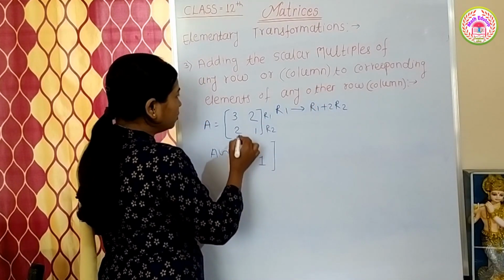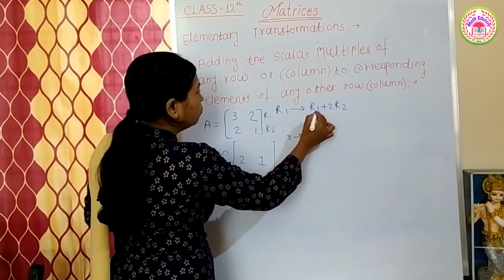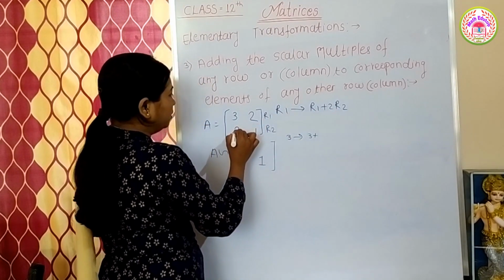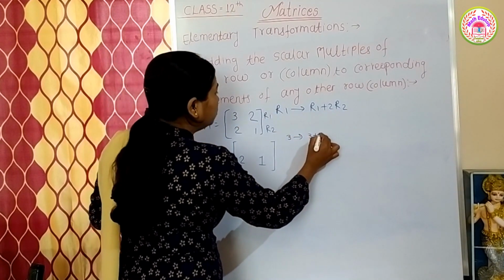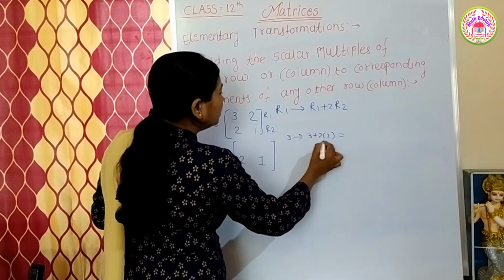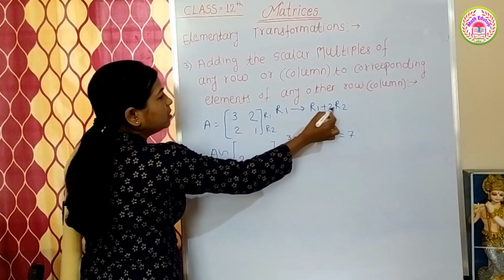So first element क्या होगा change? This first element 3 changes: R1 का first element plus 2 times R2 का first element. So R2 का first element क्या है? 2 है. Then 2 times 2 is 4. Then this 3 changes to 4 plus 3, that is 7. Means 3 की जगह क्या होगा? 7 होगा. Okay. By applying this operation.